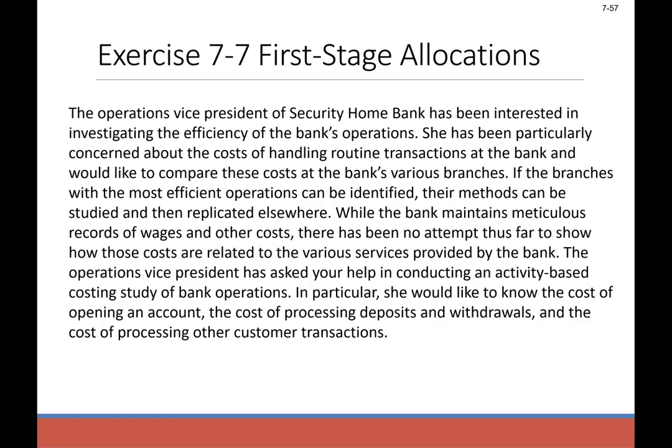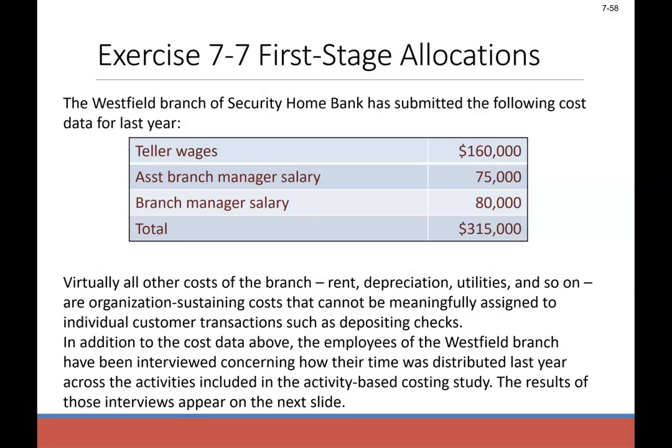So basically what's happening is she wants to take some activities and see where the time is being spent. She is looking at opening accounts, the cost of processing deposits and withdrawals, and the cost of processing other transactions. This particular branch has teller wages of $160,000, the assistant branch managers at $75,000, and the branch managers at $80,000. Costs such as rent and depreciation are organization sustaining costs, so we're not worrying about assigning those.